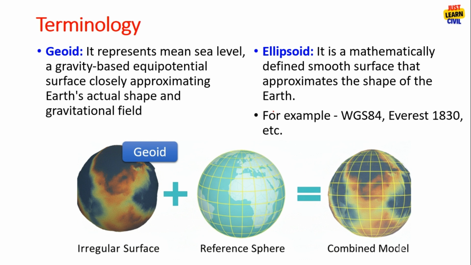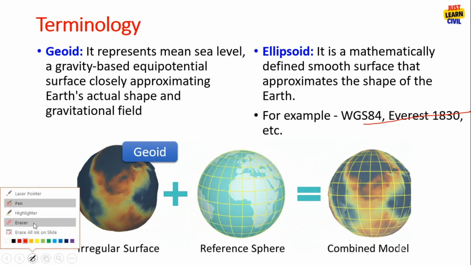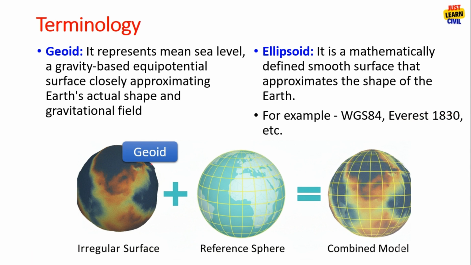Examples of ellipsoid are WGS 84 and Everest 1830. These two have mathematical equations so that we can find any locations by using the equation. But geoid has no such mathematical equations. And if you combine this geoid and ellipsoid, you will get datum. Datum is the combination of geoid and ellipsoid.